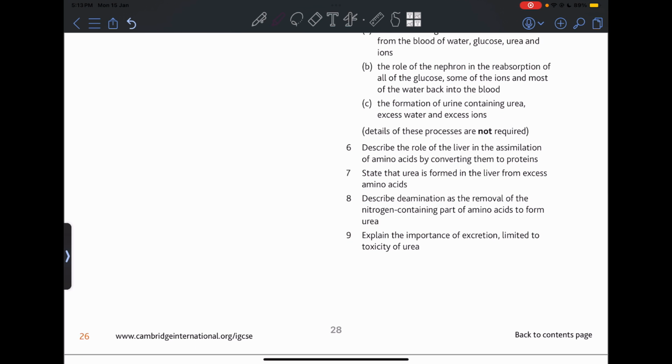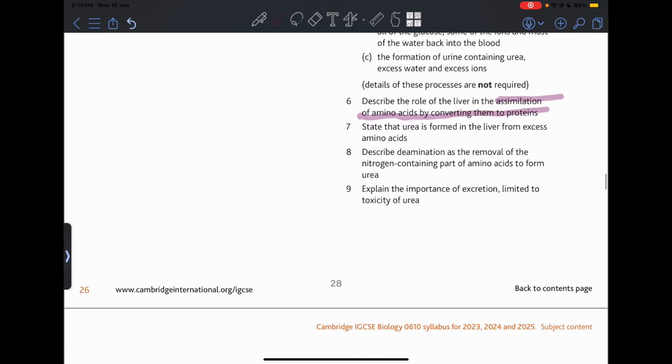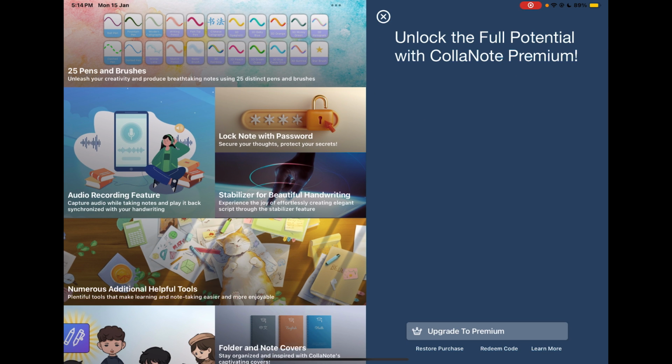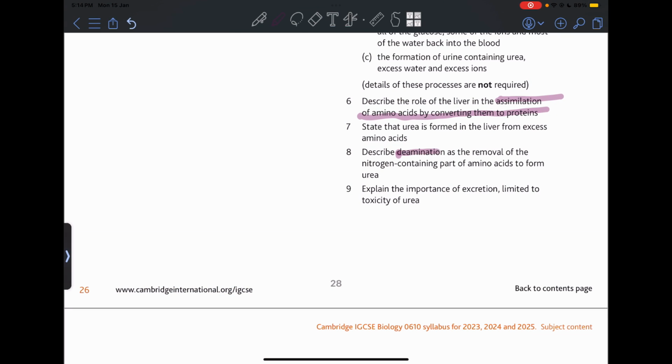Number 6 says describe the role of the liver in the assimilation of amino acids by converting them to protein. So the liver, if they ask you in the exam, you have to say that it has the role of assimilation of amino acids by converting them to proteins. Number 7 says state that the urea is formed in the liver from excess amino acids. You also have to describe deamination as the removal of nitrogen containing part of amino acids to form urea. So this is basically the deamination definition. You have to memorize this one.